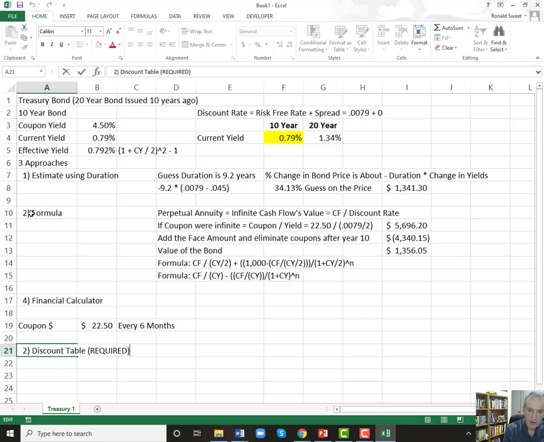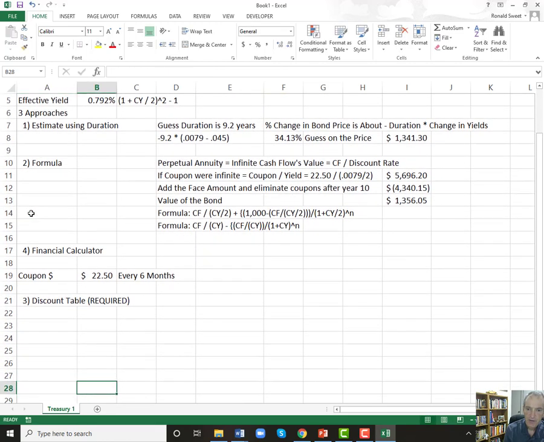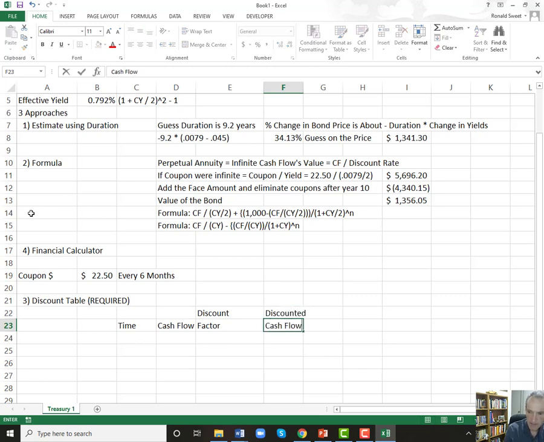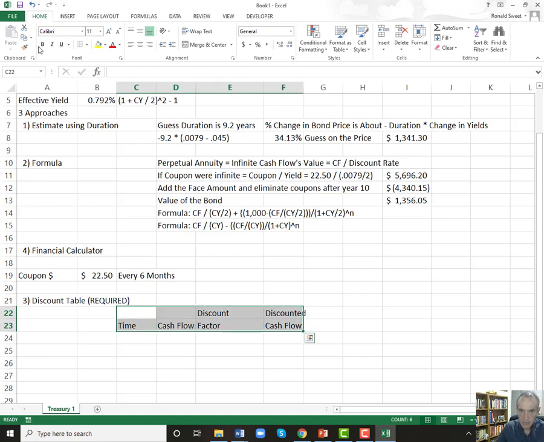So now we're going to do the discount table approach. If you've had me before, like in 3013, this is what we did. So what we're going to do is we're going to look at time, we're going to look at the cash flow, we're going to have a discount factor, and we're going to have a discounted cash flow. Now we'll do more with this than just this, and I'm going to show you what else you can do.